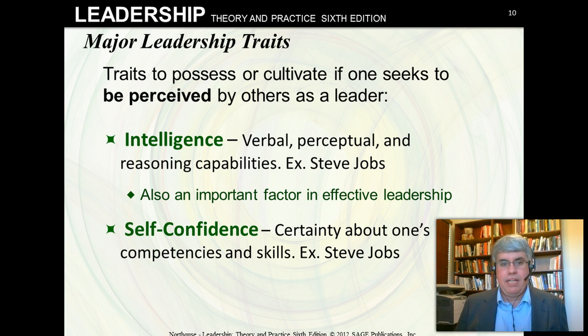So first of all, let's talk about the traits that pretty universally contribute to being perceived by others as a leader. And we're going to give some examples of good leaders, some leaders that might not be too good. Let's start off with the trait of intelligence. And that's kind of like verbal, perceptual, and reasoning capabilities. It's good old-fashioned smarts. Sometimes it's called cognitive ability, and it turns out to be one of the things that we can measure the very best.